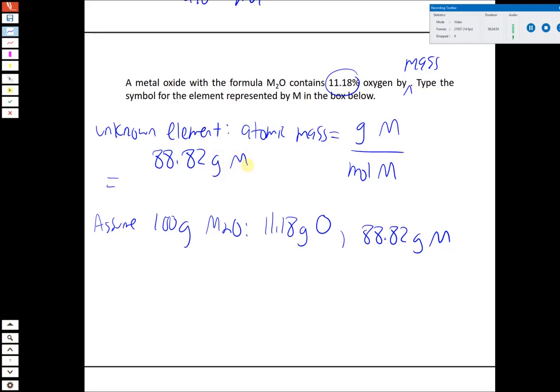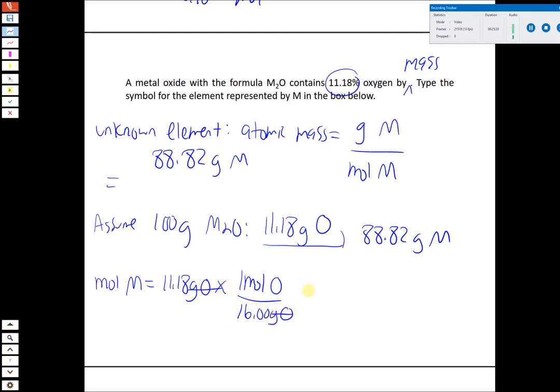Again, we don't know the identity of M. That's what we're looking for in this whole problem, so we can't just use atomic masses to figure out moles. But we do know the identity of the other element, oxygen, and we know from the formula the ratio between metal and oxygen. M2O tells us that there's 2 moles of metal for every 1 mole of oxygen. So to find the moles of the element M, we start with the element that we know, which is oxygen, 11.18 grams of oxygen. We use the atomic mass to figure out how many moles of oxygen there would be in a 100-gram sample. So the atomic mass of oxygen, as we've used a few times, is 16.